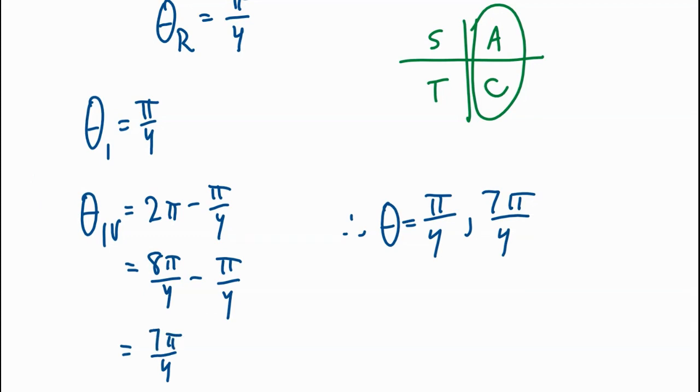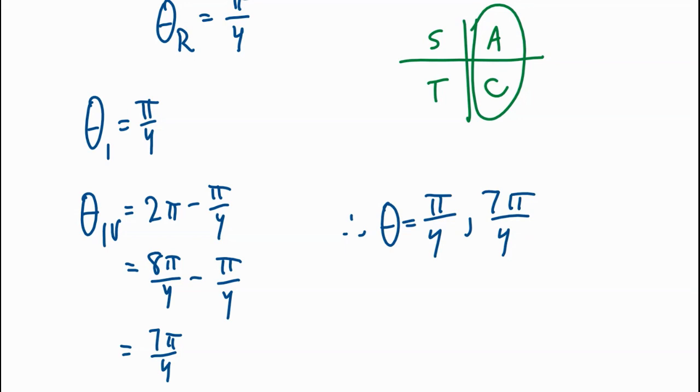the quadrant 1 angle, which is just equal to the related angle. So it's just pi by 4. And the fourth quadrant is 2 pi minus pi by 4. So that's 8 pi by 4 minus 1 pi by 4. So that's 7 pi by 4.